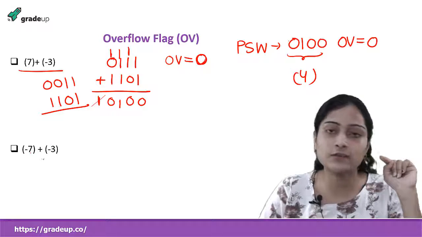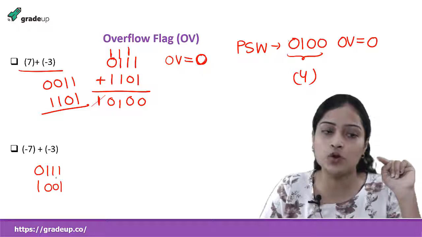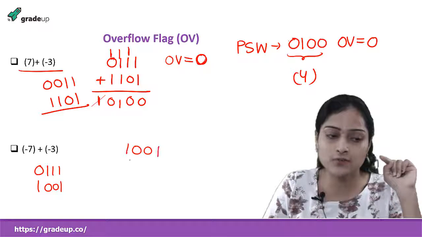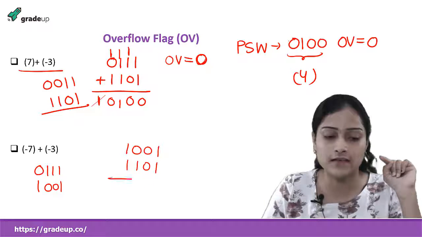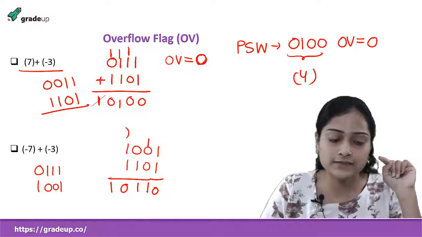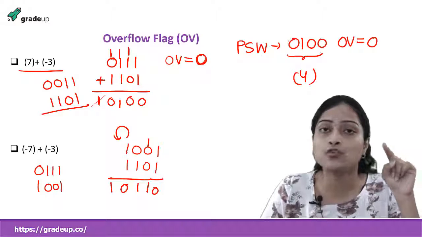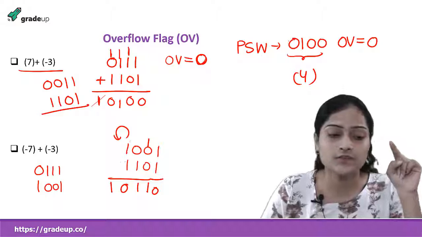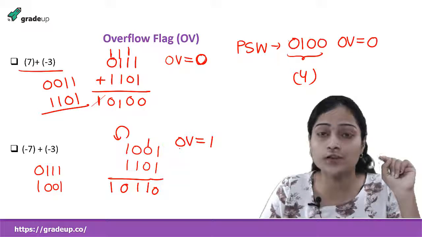This minus 7 will be represented in 2's complemented form. 0 1 1 1 is the original form and 1 0 0 1 will be the 2's complemented form. And 1 1 0 1 is the 2's complemented form for minus 3. Perform addition. This time we are getting one carry out of the MSB, but no carry into the MSB. So here the overflow flag is again set, and how is it going to produce the result?